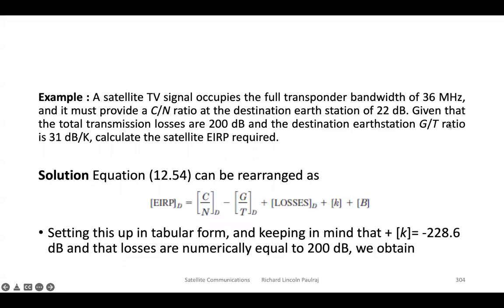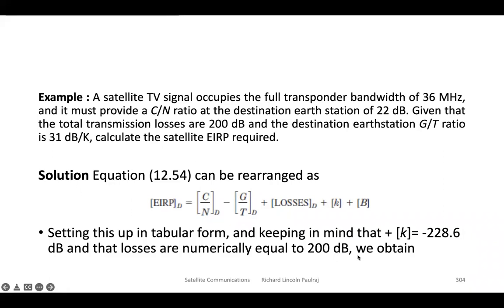G by T is also given directly, which is 31. So you need to calculate the satellite EIRP. The EIRP formula we all know: carrier to noise ratio, then minus G by T and plus losses, plus K, which is Boltzmann, and B. Now remember, we are using plus K, but still the value is going to be minus. Plus into minus is minus.